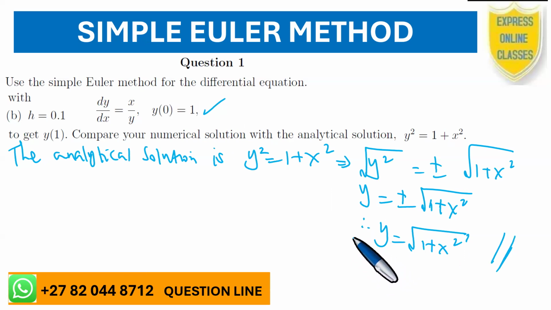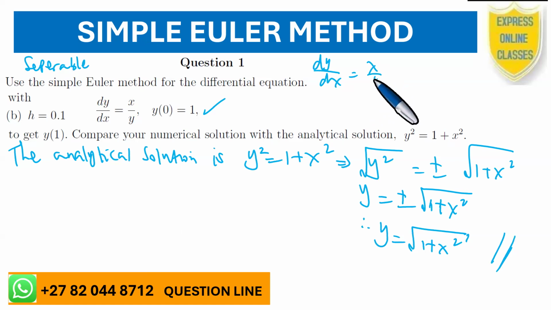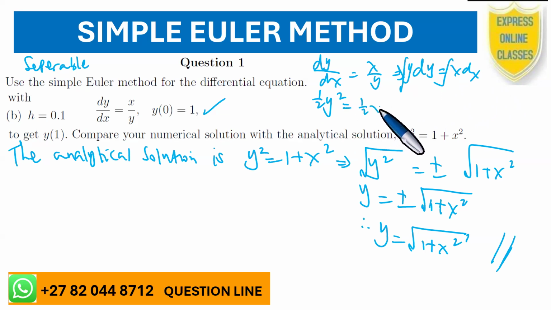But now we want to talk briefly, before we move forward, about the analytical solution and its significance. The analytical solution is justified by the fact that this differential equation is separable. It is separable because you have dy dx equals x over y. You cross multiply, so it's going to be y dy equals x dx. And then you take the integral of both sides, meaning you have half y squared equals half x squared plus the arbitrary constant c of integration.